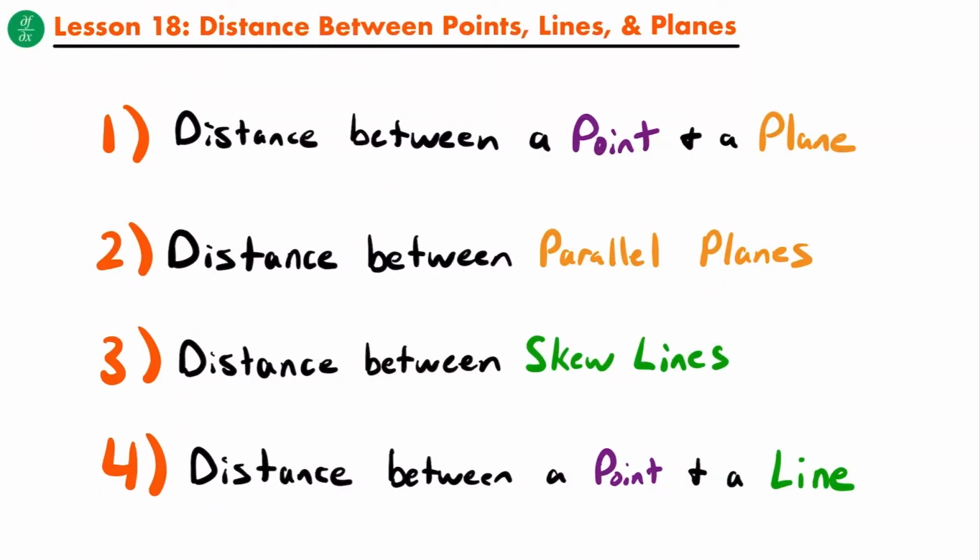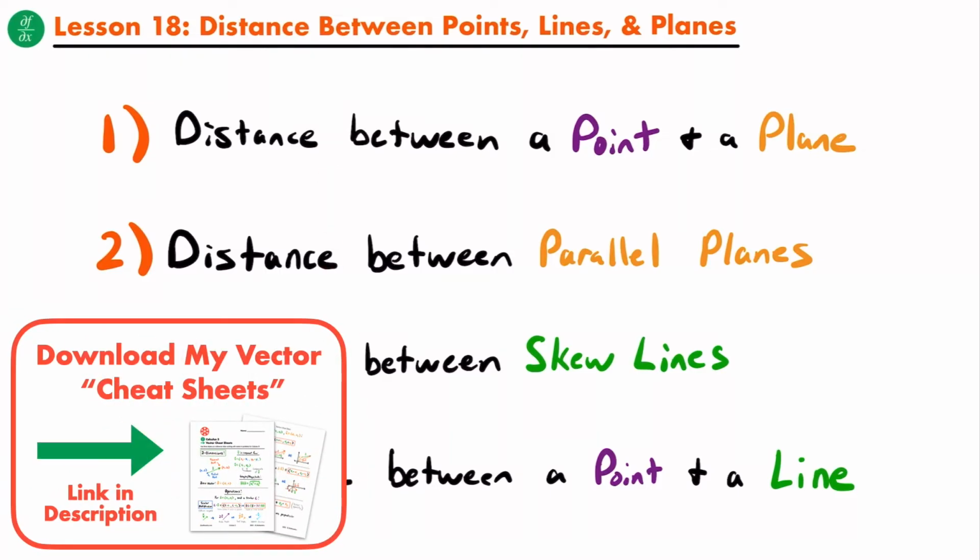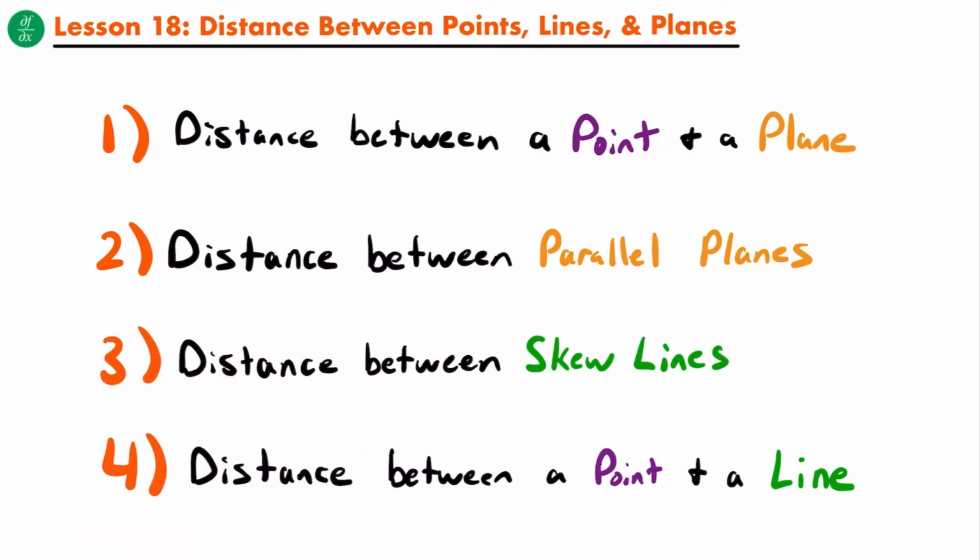Alright, so this video is all about distance. In particular, we're going to look at how to find 4 different types of distances within the 3D coordinate system. First, we're going to look at how to find the distance between a point and a plane. Then we're going to look at how to find the distance between 2 parallel planes. Then we'll look at how to find the distance between 2 skew lines. And finally, we'll look at how to find the distance between a point and a line.